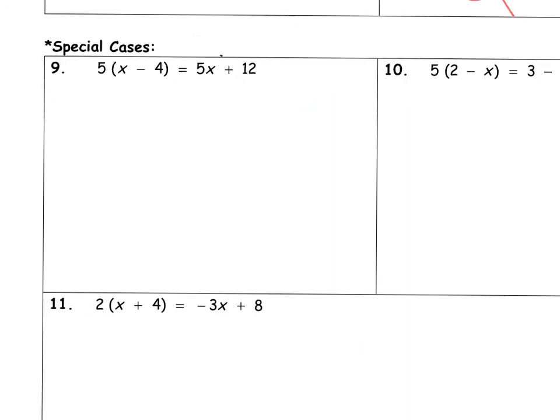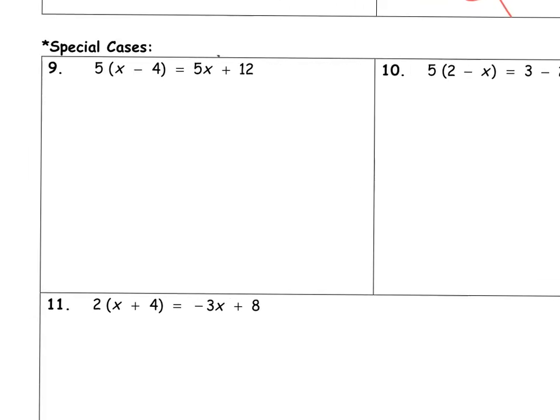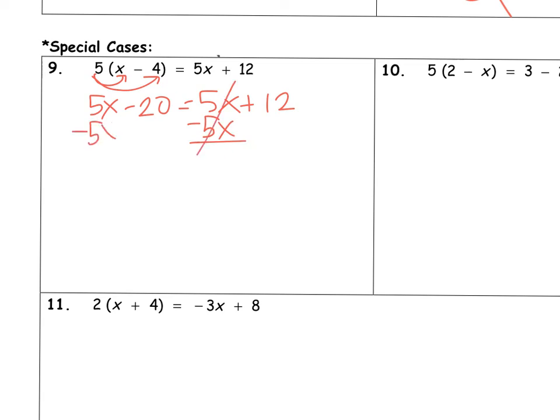So if we're looking at number 9, now we're dealing with some special cases. So for these special cases, again, my first step, I'm still going to go about them the same way. I'm going to distribute. So I have 5x minus 20 equals 5x plus 12. So now my next step is to get all my variables on one side. So I have to isolate my variable. So let's move this 5x on the right to the left. So I'm going to do a minus 5x so I can cancel out this 5x. And I'm going to do the same thing over here, right?